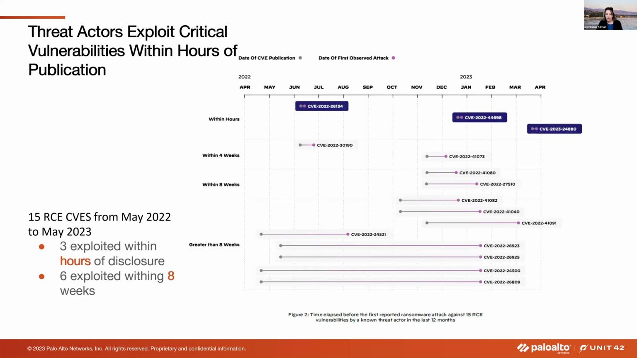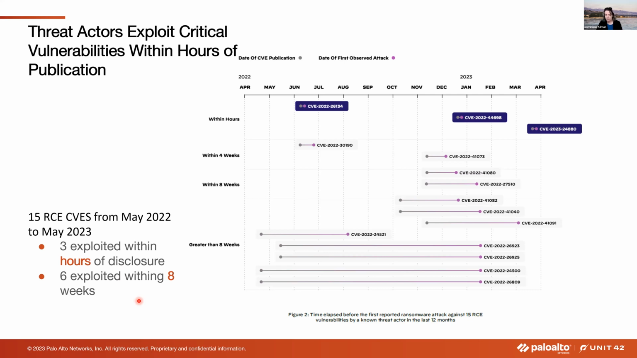Another one that we focused on here is we said, well, let's just look at remote code execution. What happens with those very specific types of vulnerabilities? We looked at 15 of those. 3 of them were exploited within hours of disclosure. So at this point, attackers are a lot faster.